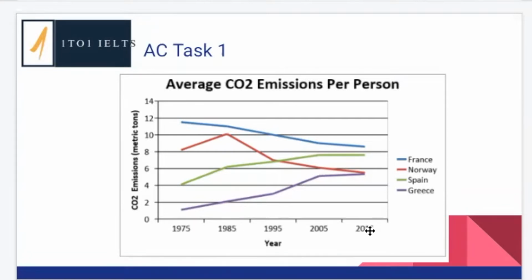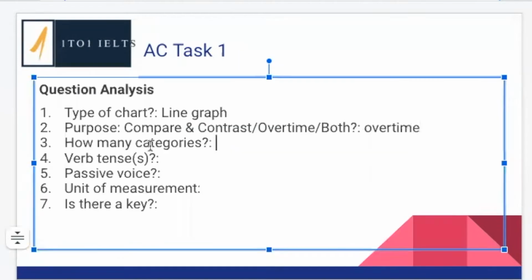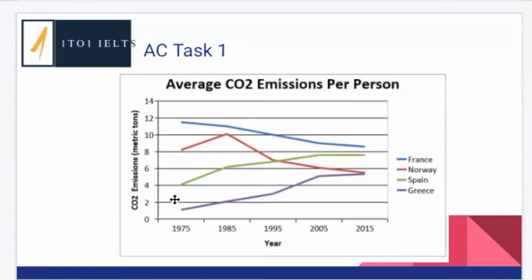But certainly for a number of years over time, so we've got, my maths is terrible, 40 years, we have got a 40-year period over time. We only care about describing trends over time and talking about data over time. We do not need to compare and contrast this type of chart. How many categories are we dealing with? Yeah, we've got 4 countries.